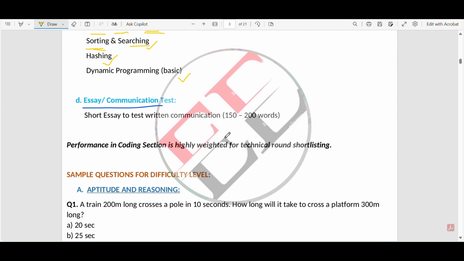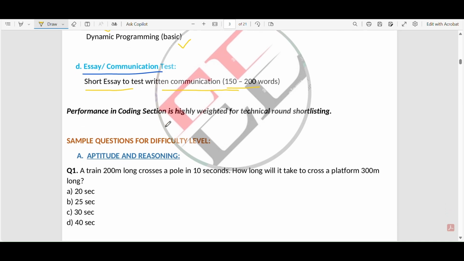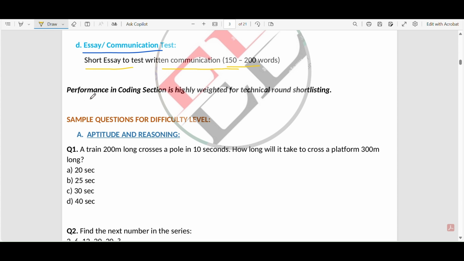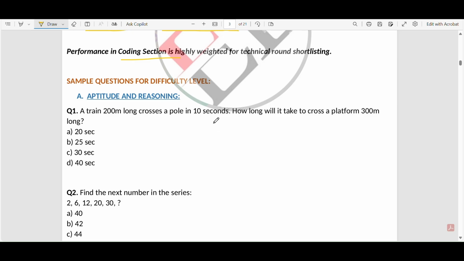Next we have the essay or communication round. A short essay to test written communication. Here you need to write an essay. You'll be given a topic, and in a particular time you need to write an essay in 150 to 200 words. You need to type it. Okay. Next, performance in the coding section is highly weighted for technical round shortlisting.